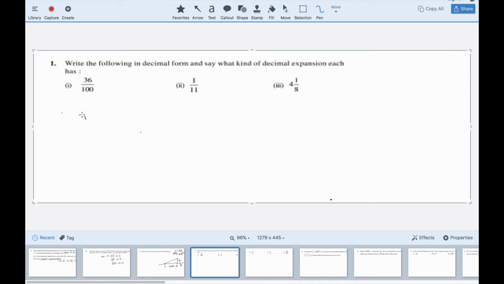Today we will be solving class 9th number system exercise 1.3. Now the first question is very easy. It says write the following in decimal form and say what kind of decimal expansion each has.